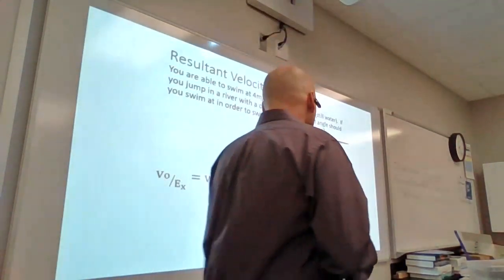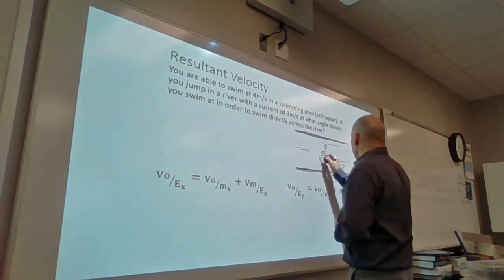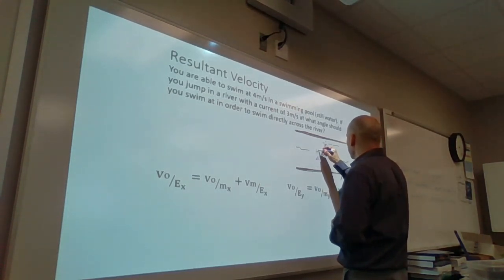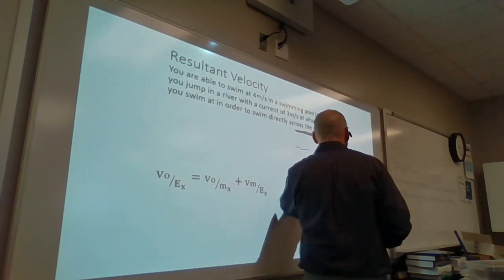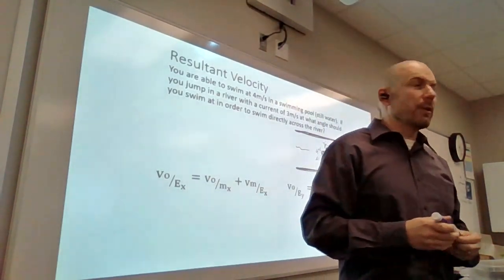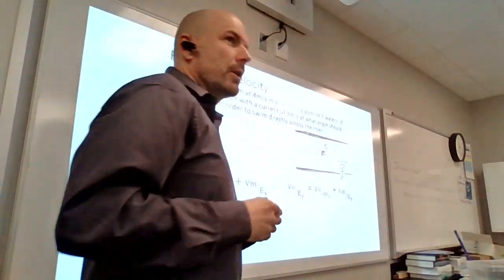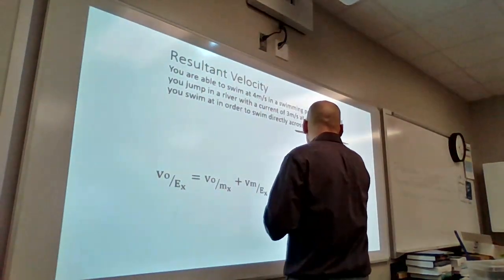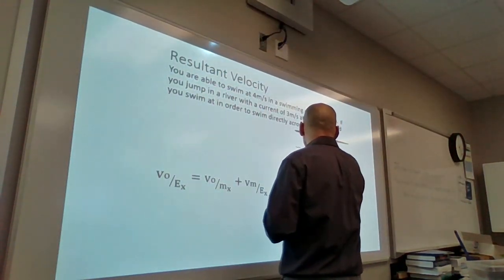So I'm swimming, the 4 meters a second is doing something, and the 3 meters a second is still doing this. And I want my resultant velocity to go straight in the positive y direction.